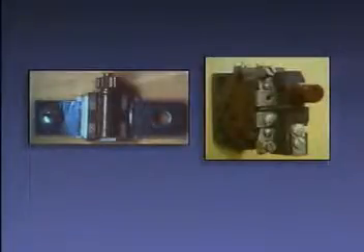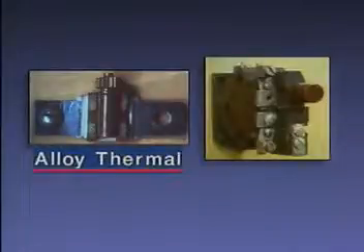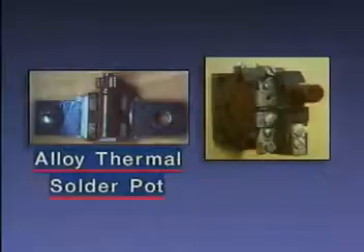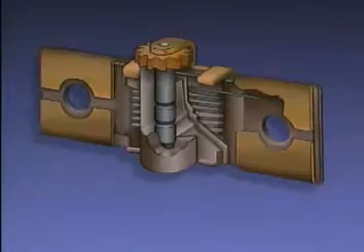Thermal overload devices use a heating element, often referred to as a heater. Current flowing to the motor first flows through a heater where it generates heat. The greater the current flow, the more heat is produced. When the level of current flow causes enough heat to be produced, the overload device is activated. We'll look at 2 common thermal overload devices: alloy thermal overload devices, which are commonly called solder pots, and bimetallic overload devices. This is a simplified illustration of part of a solder pot.